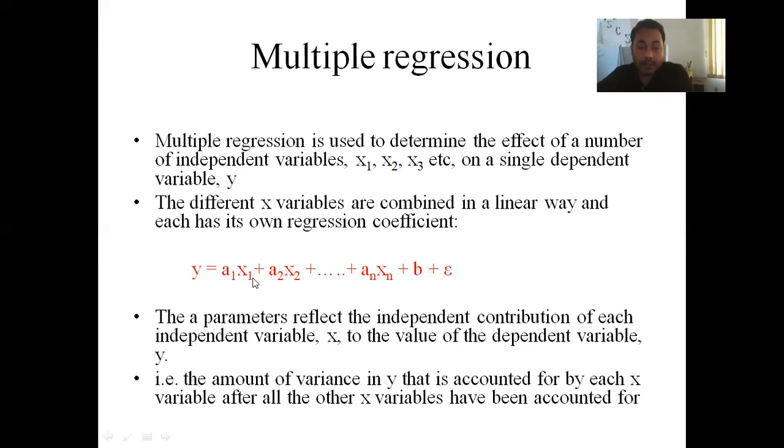Can you see it? a1 x1, a2 x2, up to an xn, plus b, then plus epsilon. The a parameters reflect the independent contribution of each independent variable x to the value of the dependent variable y. What you see here, a1, a2, up to an, are giving the independent contribution of x1, x2, up to xn towards the calculation of y. This is your constant b, plus epsilon, okay? That is the amount of variance in y that is accounted for by each x variable after all the other x variables have been accounted for. Okay, so that is multiple regression.